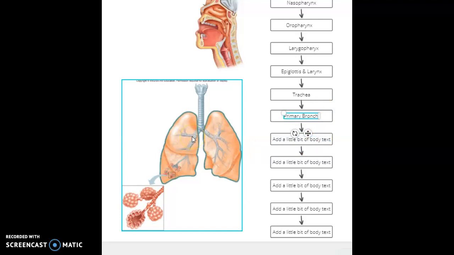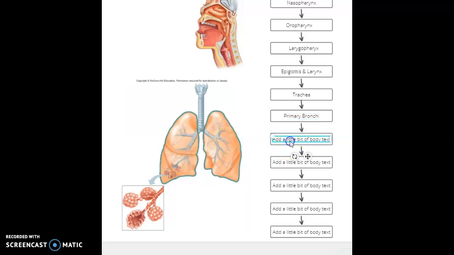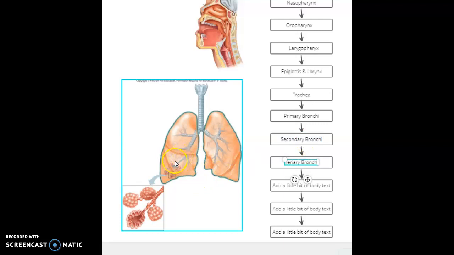Okay, once it's in the chest cavity and has split for each of the lungs, it's going to split a second time. Three times here on the right and two more times here on the left, and we call those the secondary bronchi. Alright, it's going to start splitting a third time, and the term for third is tertiary. So we call these the tertiary bronchi.